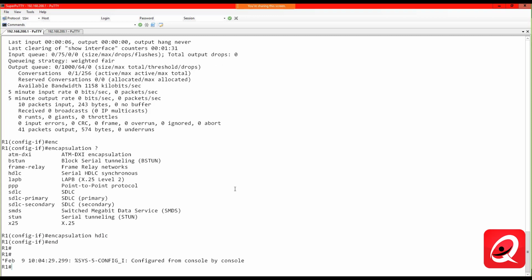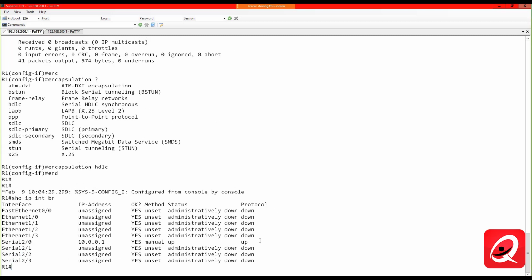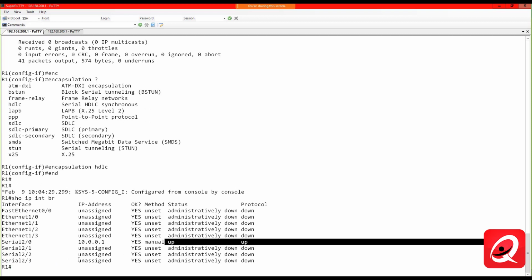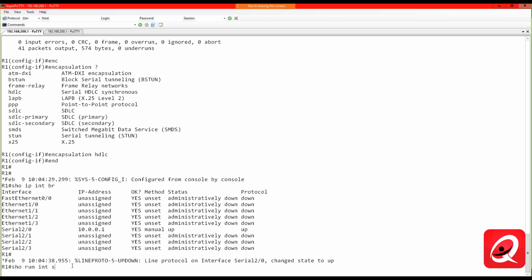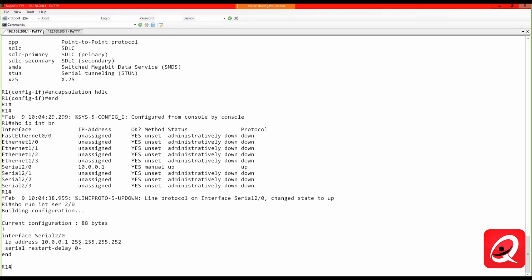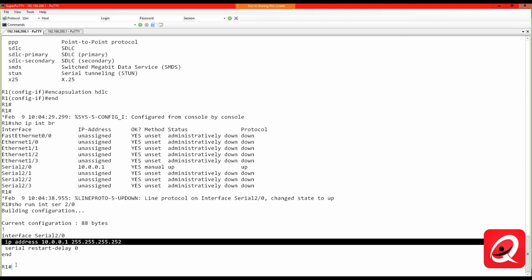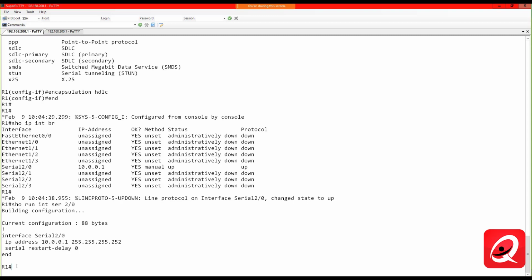You should see the interface is going to come up. It's going to become operational at the data link layer. If I do a quick show ip interface brief, you can see that the interface is up. All right. So it's a pretty basic configuration. If I do a show run interface serial 2.0, I can see that that's really the only command that I have. It doesn't show up here because it is the default. This is the IP address on the interface.